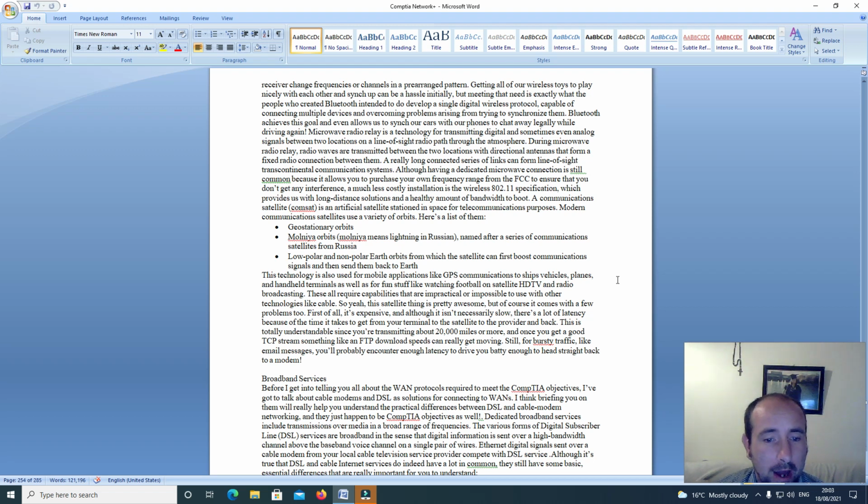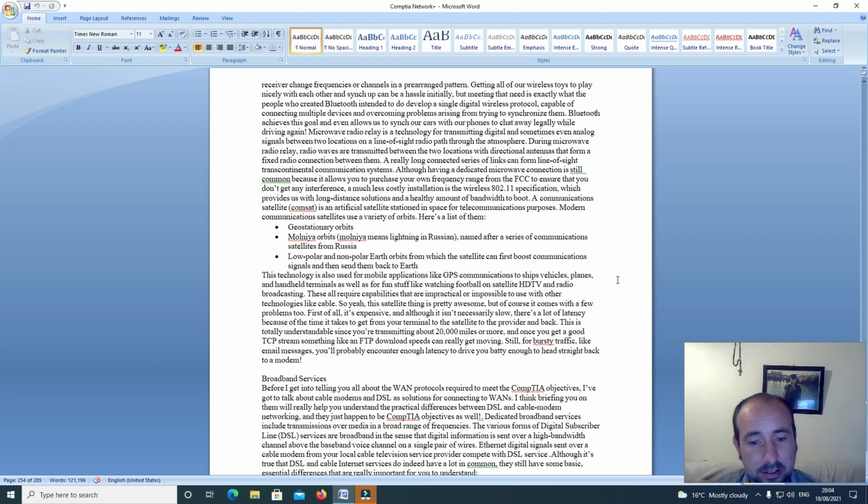Low polar and low Earth orbits, from which satellites can first boost communications signals and then send them back to Earth. This technology is also used for mobile applications like GPS communications and to ships, vehicles, planes and handheld terminals, as well as for fun stuff like watching football on satellite, HD TV and radio broadcasting. These all require capabilities that are impractical or impossible to use with other technologies like cable.